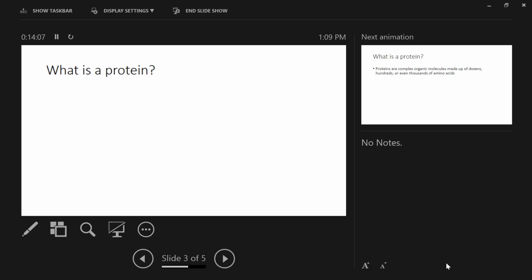Good. Anything else? So now you know why meat is protein dense, because our muscles are protein dense, and meat is the muscle of an animal. I don't know if you knew that or not, but meat's the muscle of an animal.